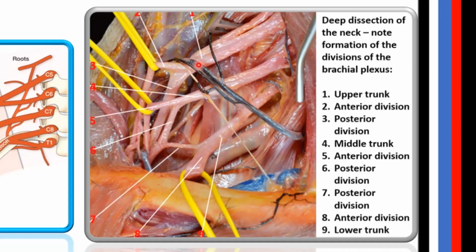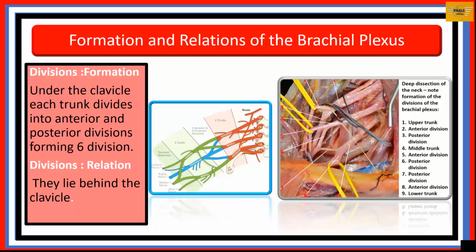Already from the separations we're having, we're seeing the 2 divisions, anterior and posterior, for each of the trunks. So these trunks will split into two under the clavicle here. We have 6 divisions. Now, what is the relation or the location of the divisions? The divisions are seen deep to the clavicle, or they lie behind the clavicle.